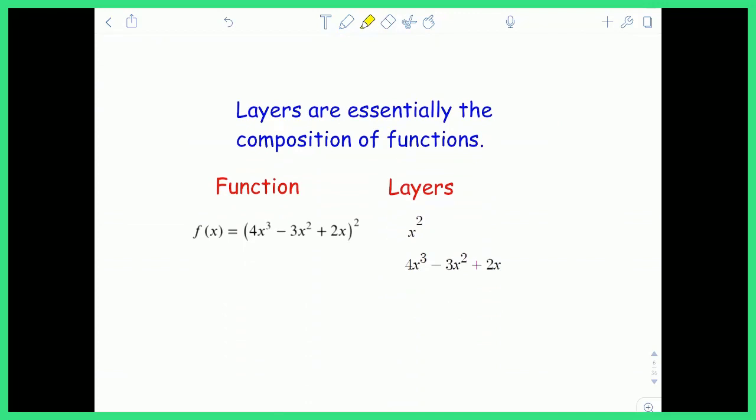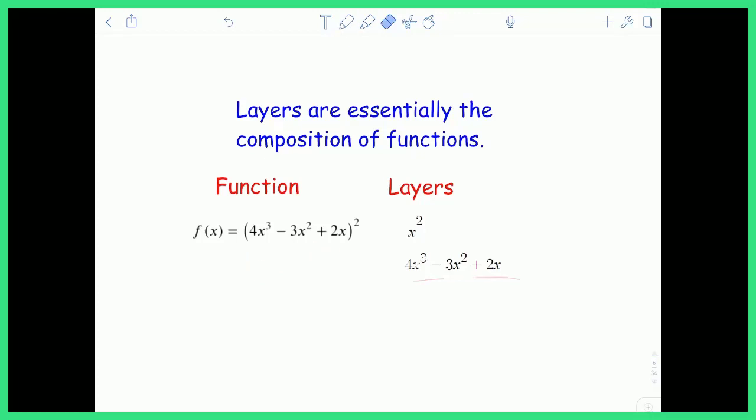Layers are essentially the composition of functions. Take that previous example for a second, f of x equals the cubic polynomial squared. The initial layer of this function is basically something being squared. Right? That's the first layer in here, something squared. And then the innermost layer is whatever that term is, in this case the cubic polynomial, actually being raised to the third power. So this would be our second layer, this cubic polynomial.